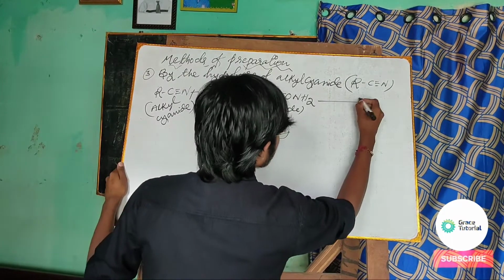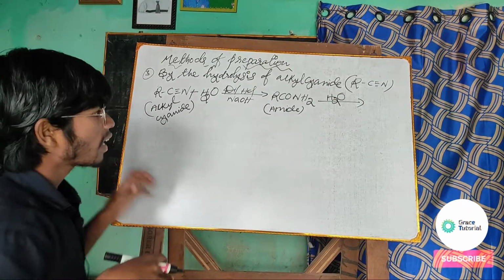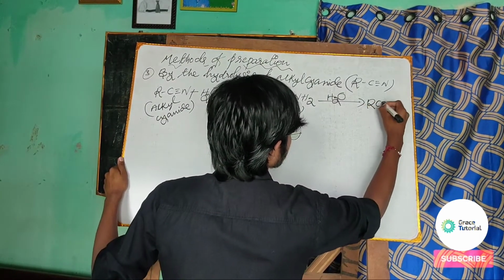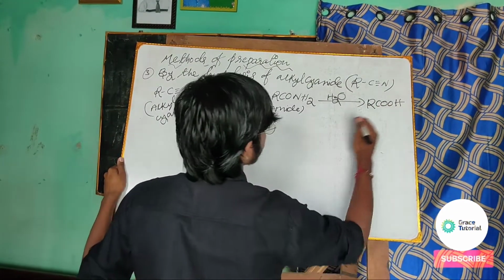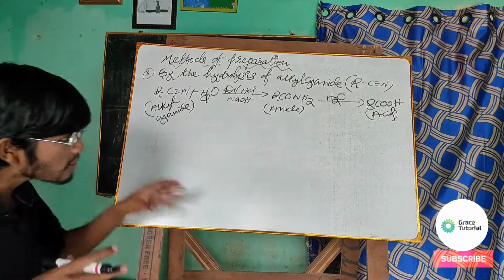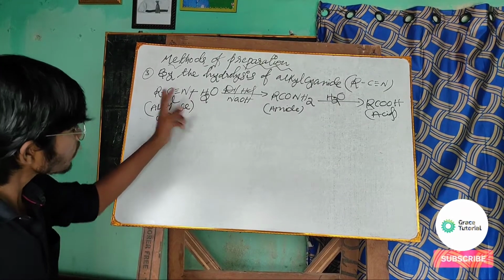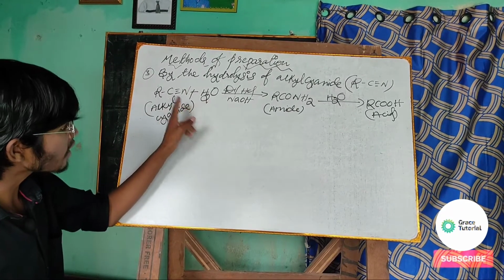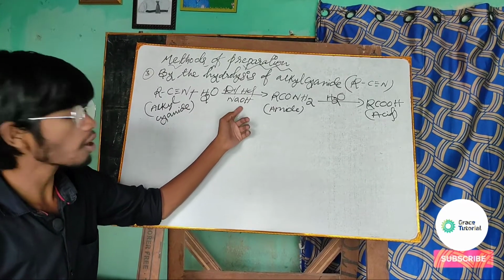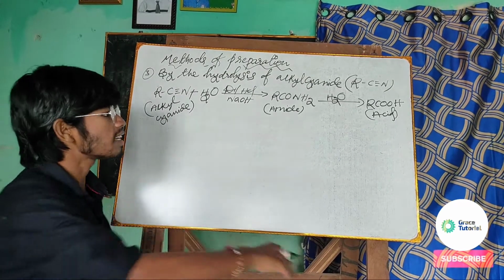And further, if the amide again gets hydrolyzed, then we get RCOOH, that is acid. That means the formation of acid here follows two steps. Number one, hydrolysis of alkyl cyanide. Hydrolysis of alkyl cyanide in the presence of dilute HCl or aqueous solution of sodium hydroxide gives amide, but amide on further hydrolysis gives the acid.